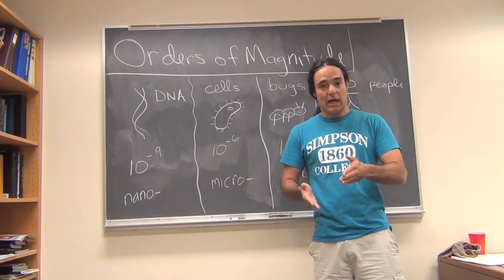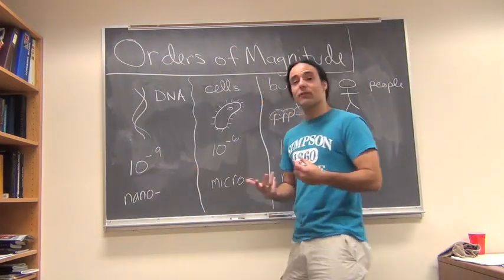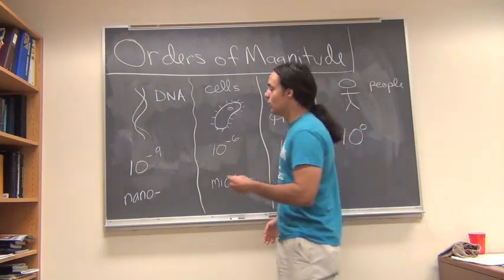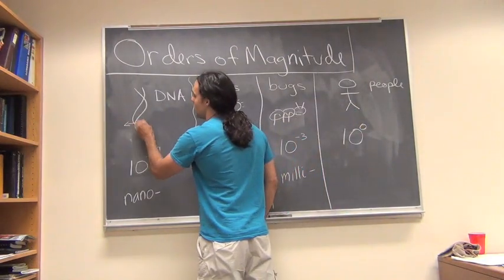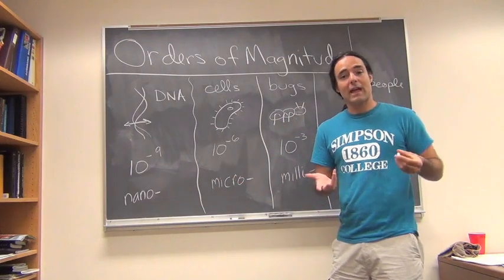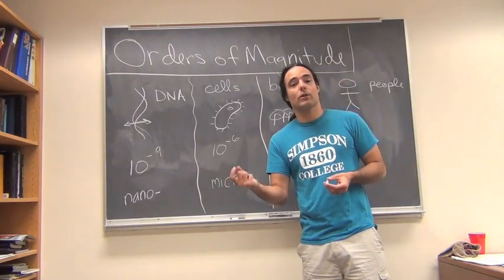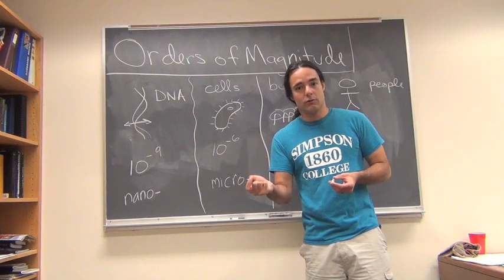You can think nano 9. And the nanometer size scale is roughly the size of molecules. So if I look at the width of a DNA molecule, typically I'm going to be measuring that in nanometers. So the width of a DNA molecule is about 2 nanometers.